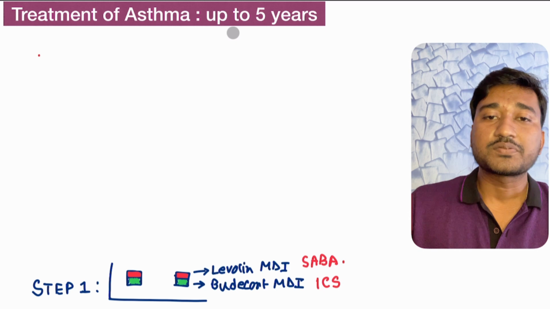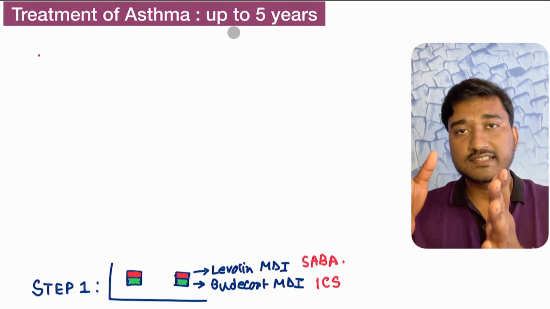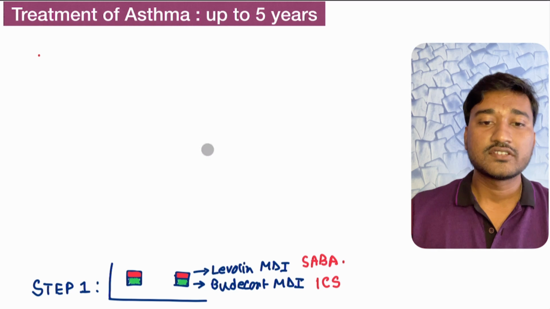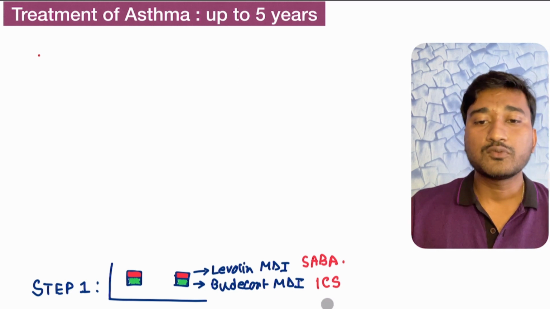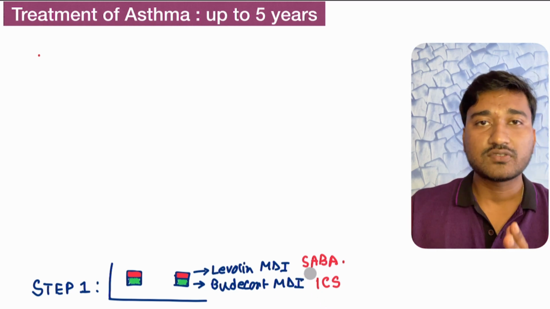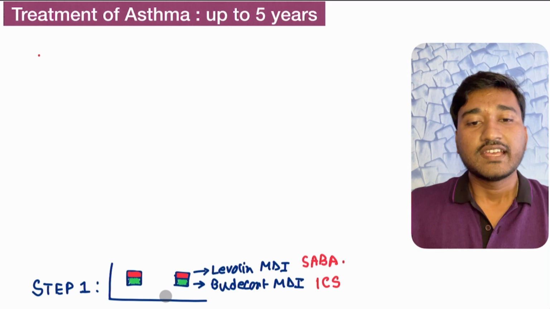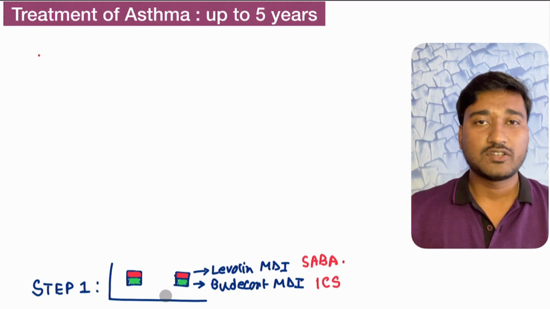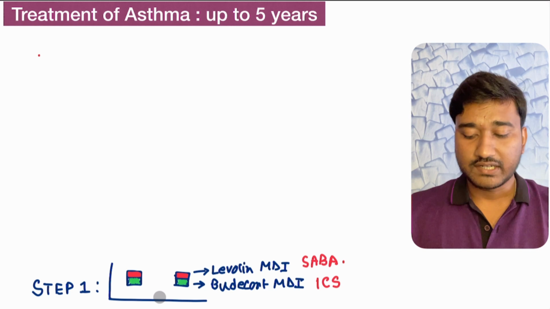Now the treatment options up to 5 years. We have discussed 6 to 11 years. Now we will be talking about up to 5 years. How will you manage? Step 1 treatment is the same. You have to use the inhalational corticosteroid as well as SABA when needed. And after the symptoms subside, you have to taper it, let's say within 1 week or 10 days, and after that it is stopped.